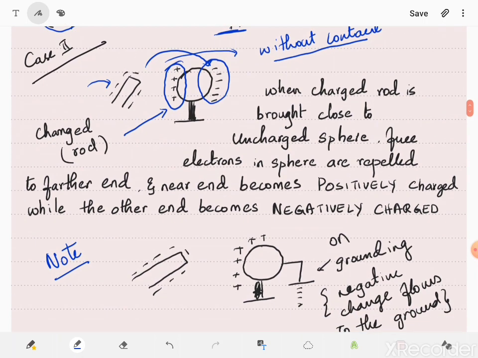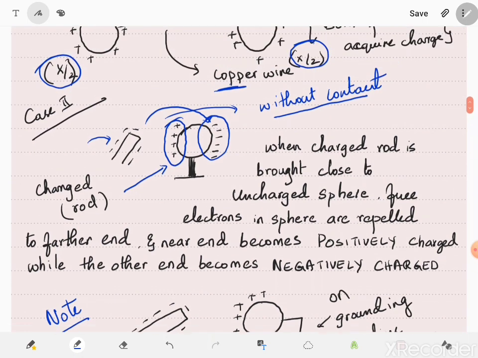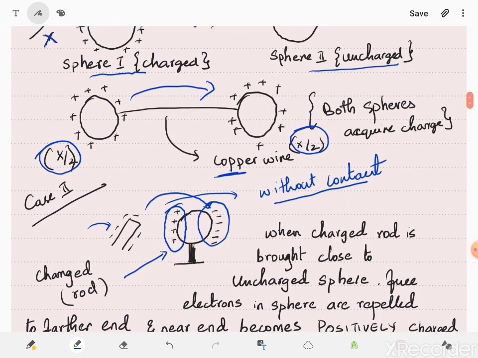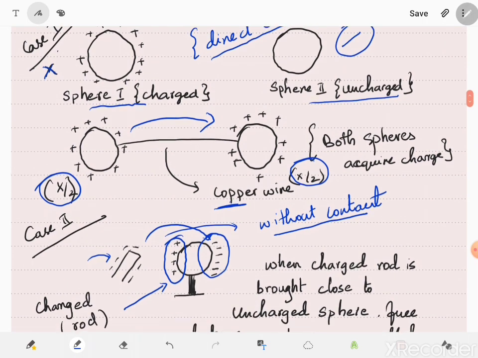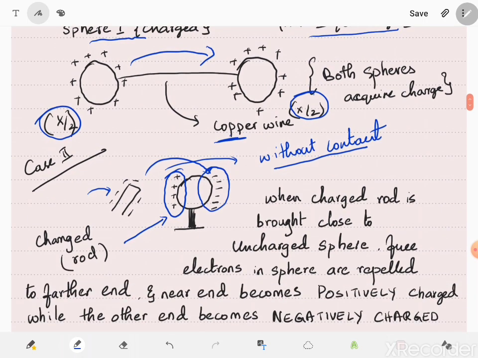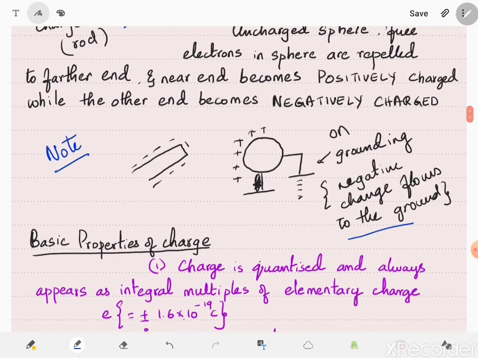Now the third case is considered, where one of the ends of the sphere is grounded. When you ground a sphere, the negative charge starts flowing to the ground while the positive charge remains. So as you can see, in this method, that is charging by induction, you can get two bodies charged by putting them in contact, this is case 1, or without contact itself, you can establish a charge on a substance, right?